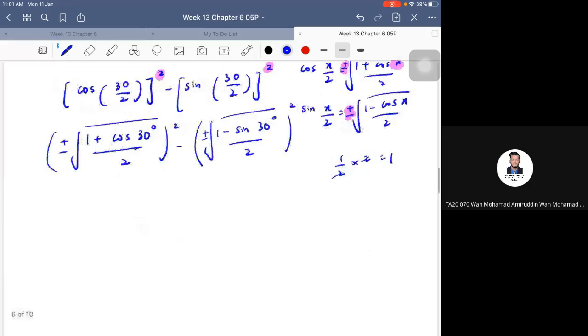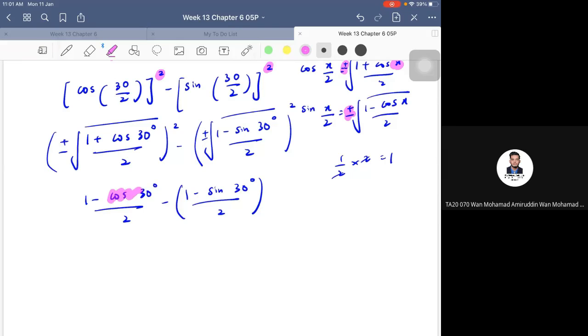So therefore, so what happens is that bila I simplify, dia akan jadi kat sini, dia akan jadi 1 tambah cos 30 degree bahagi dengan 2. And on this side I'm going to have minus, so 1 tolak sine 30 degree bahagi dengan 2. So those are going to be the outcomes. So let me put a bracket over here. Okay, so now that we have in this form, kita boleh gantilah. So apa dia nilai cos 30 and nilai sine 30, because this is basically just special angle.